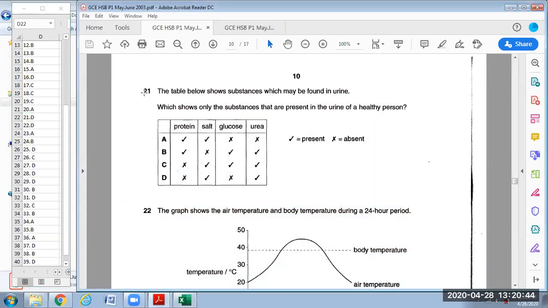The table below shows substances which may be found in urine, which shows only the substances that are present in the urine of a healthy person. 21 is D. Right, so you don't want to get rid of protein. You want to get rid of salt. You don't want to get rid of glucose. You want to get rid of urea.